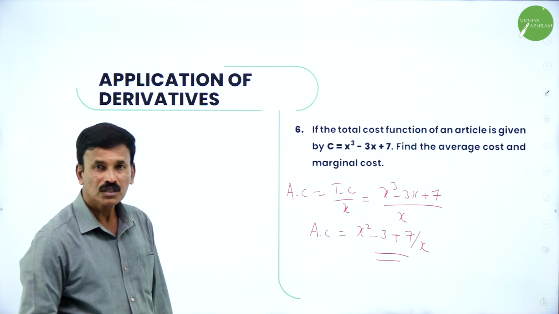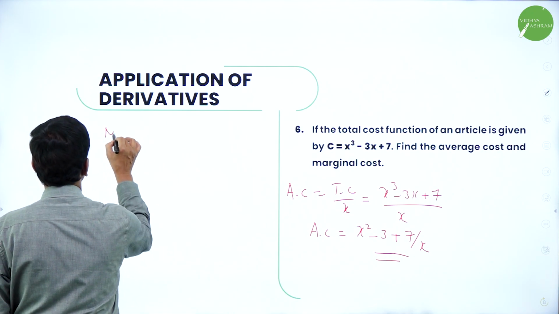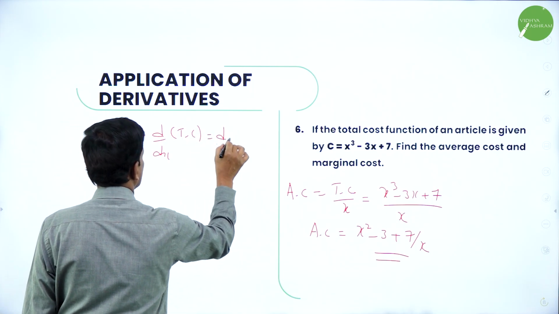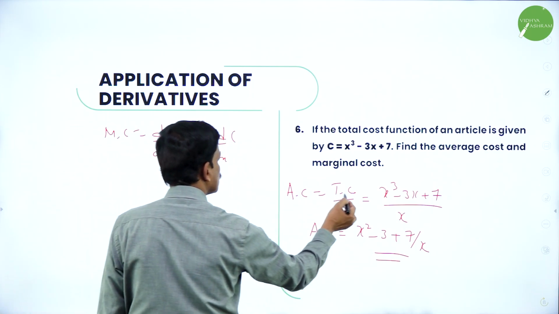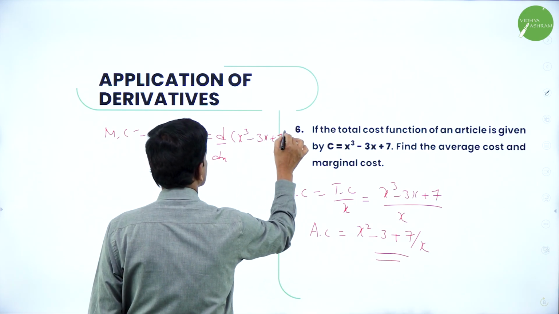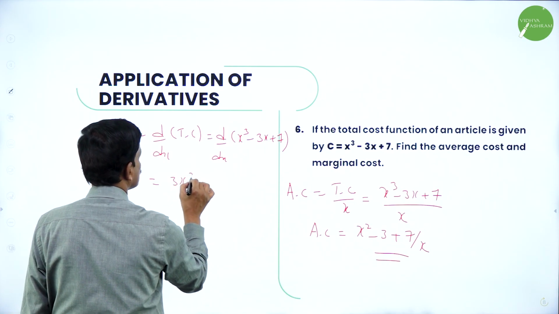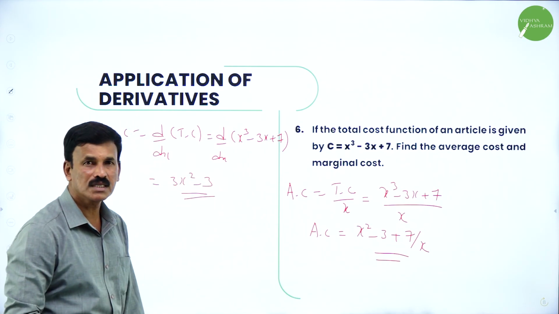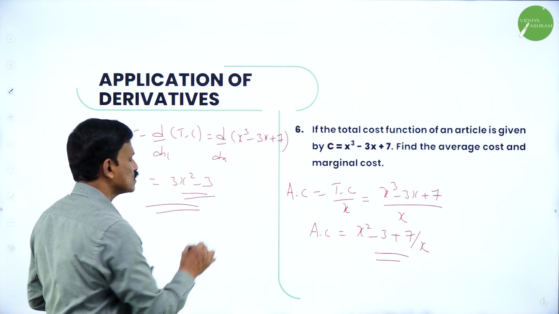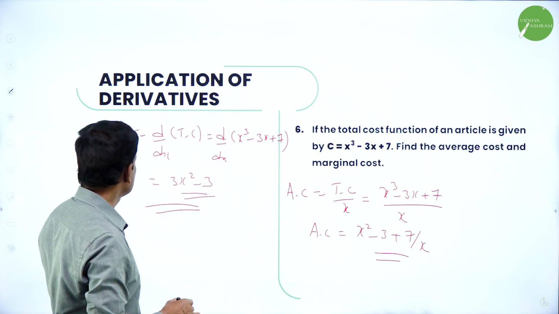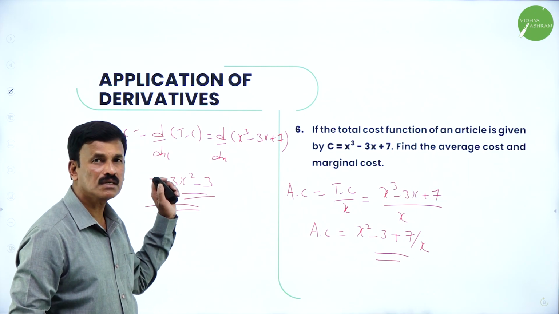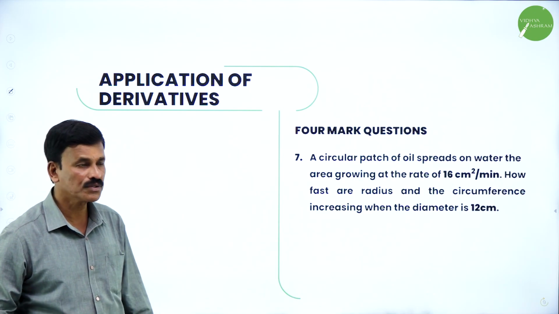That's it. Okay. Now the marginal cost is equal to d by dx of TC, that is d by dx of the total cost, nothing but x cube minus 3x plus 7. So that's equal to 3x square minus 3. Suppose if the value of x is given, substitute whatever the value of x is given here and you will get the marginal cost. That's it. Since here output is not given, we can stop here itself. Now move on to the next 4-marker question.